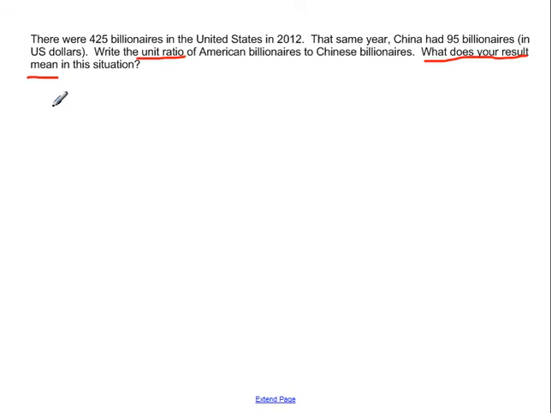A unit ratio, we want to remember, always has a 1 denominator. So a unit ratio will always look like something over 1. Some value, whatever that value is, over 1. Always a denominator of 1. For this problem, we're being asked to find the unit ratio of American billionaires to Chinese billionaires. The order that the information is given to us is really important. That's going to tell us how we set up our ratio.